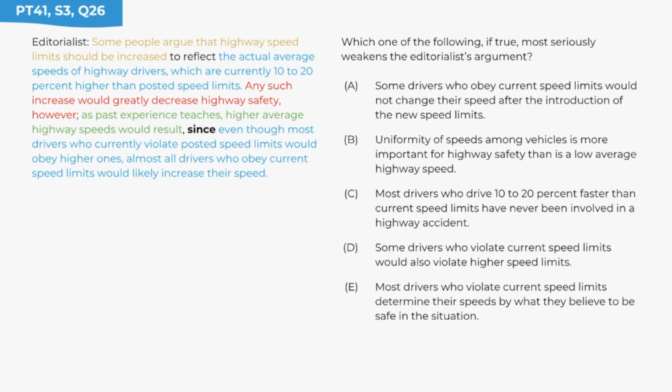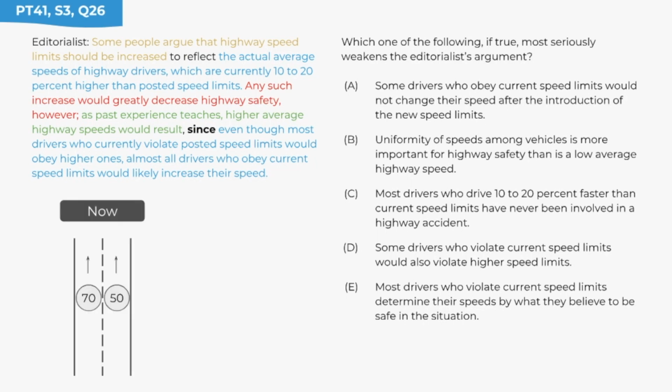So if we take this understanding of the argument, what we want to do is try to figure out, okay, what's the gap in the reasoning? Now that we understand what's the conclusion and what's the evidence for why it's true, now we need to understand why it doesn't work. Okay, so why isn't it true that an increase in speed would greatly decrease highway safety? So it's helpful to think about what are the two worlds that they're suggesting. There's the current state of affairs, and then there's the recommended state of affairs.